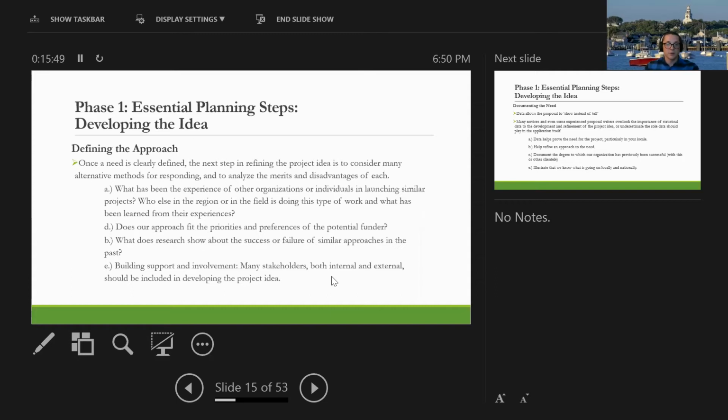Does our approach fit the priorities and preferences of the potential funder? We spoke to this. This is very important in terms of your due diligence. And coming down at the bottom there, building support and involvement. Your stakeholders, both internal and external, should be included in developing the project idea.